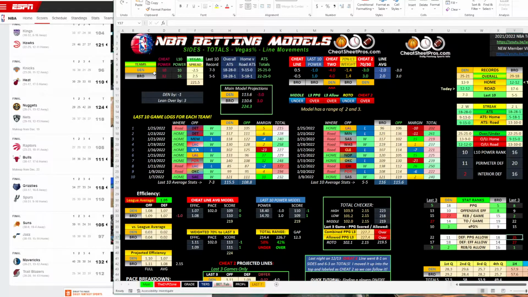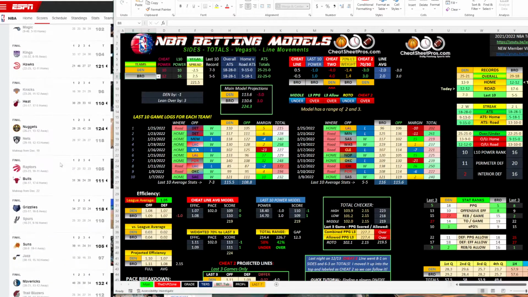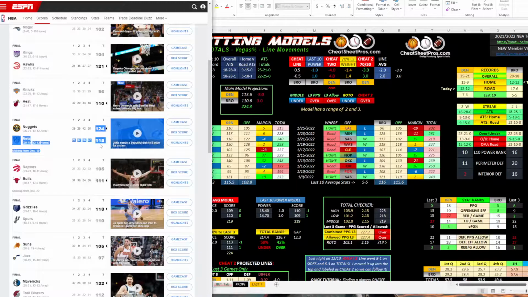One of the other ones, let me see if the Cleveland one's on here. Oh, I guess I better show you the result. What happened in that game? I know Denver covered. Here you are. So Denver won 124 to 118. So they ended up winning by 6.